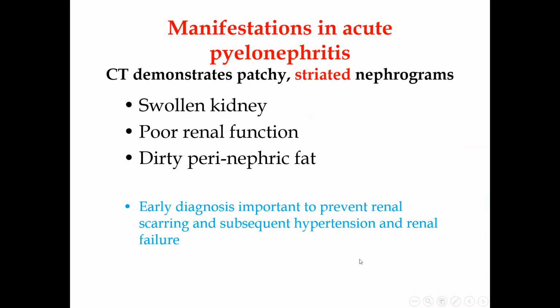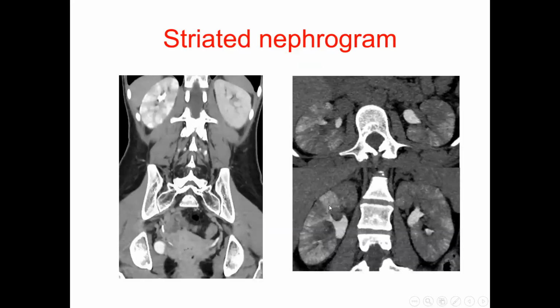Now, the thing is to treat them urgently, because if you don't treat them, these patients can develop hypertension, go into renal failure, and even renal scarring. Okay, so we don't want that to happen. That is why we have to aggressively treat them with antibiotics.